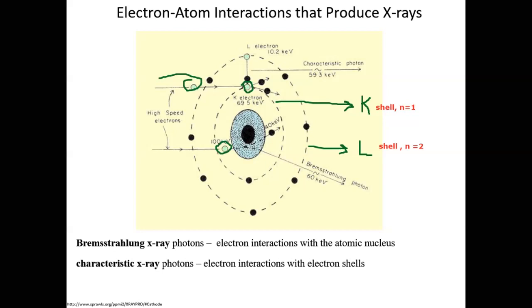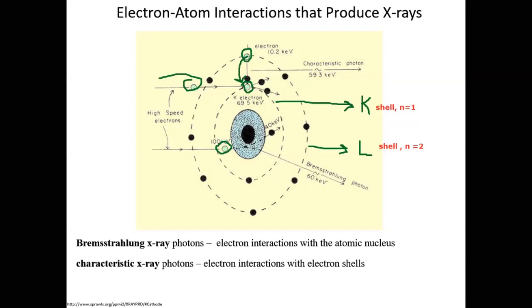And so what happens is we have a high-speed electron. It comes in, it kicks out an electron from, in this case, the K shell, and then an electron from a higher energy level, in this illustration, the L shell, comes down and occupies the empty slot from the ejected electron. And in the process of relaxing back down to the first energy level called the K shell, it releases a characteristic photon, which is our X-ray photon.